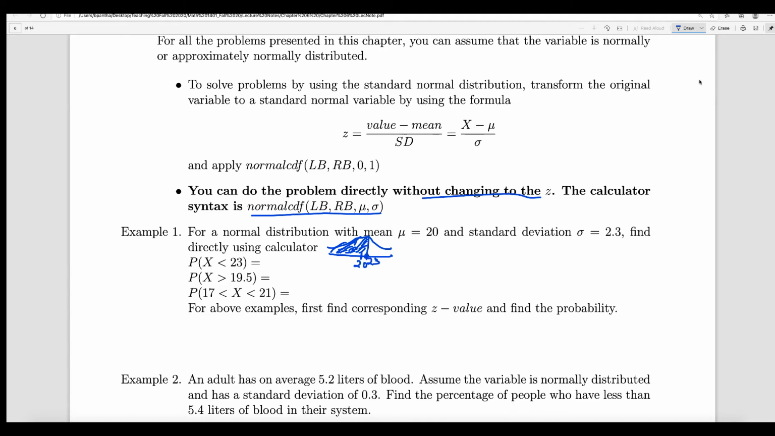Now how do I find that using the calculator? What is the left bound? Normal CDF. Left bound goes to infinity, negative 10 to the 10, right? And then the right bound is 23 here. Isn't this exactly similar to the previous one? Instead of writing 0 and 1, you write mean 20 and sigma 2.3. This is what you use, and then use the calculator to find the exact value.